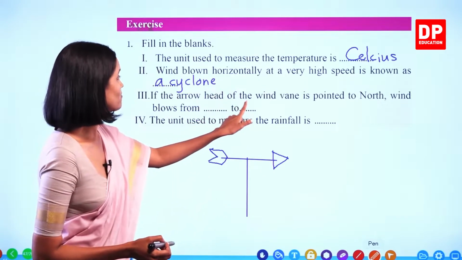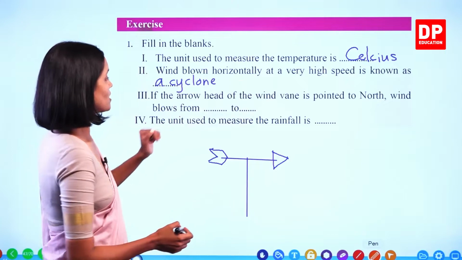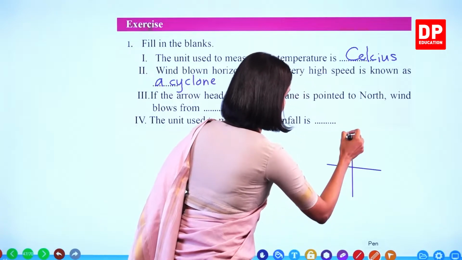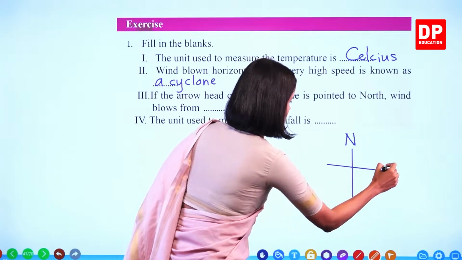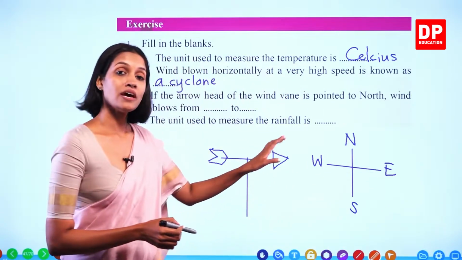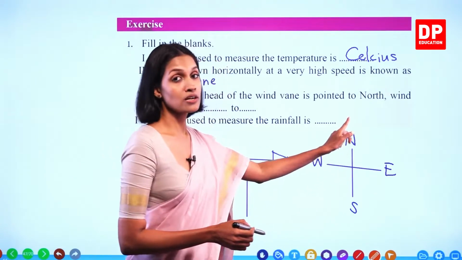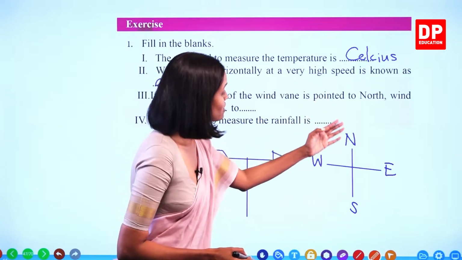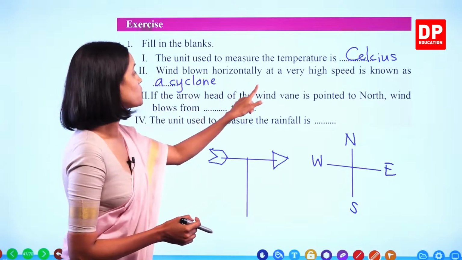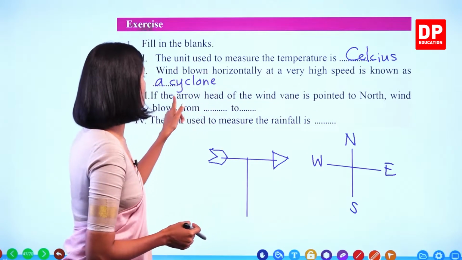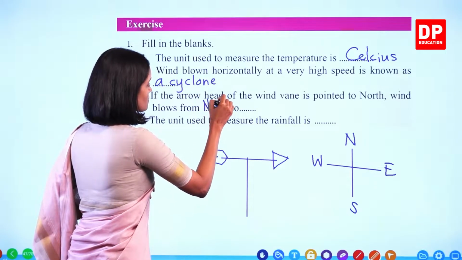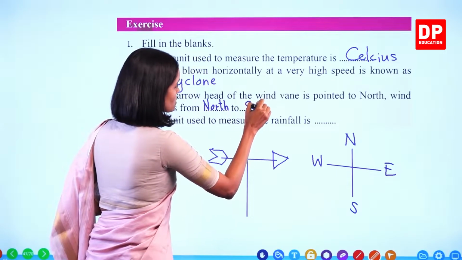If the arrowhead of the wind vane is pointed to north, what happens? Now what are the directions again? North, east, south, west. This is north, this is east, south and west. Right? So if the arrowhead points towards the north, what is the direction of the wind? The wind flows from north to south. Right? So if the arrowhead of the wind vane is pointed to north, wind blows from north to south.